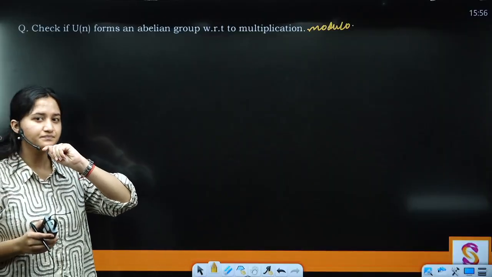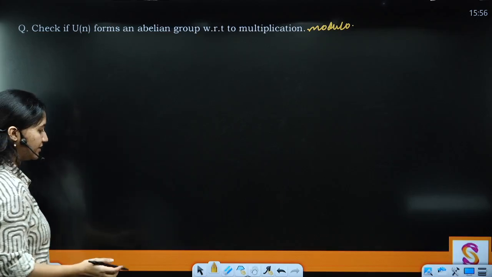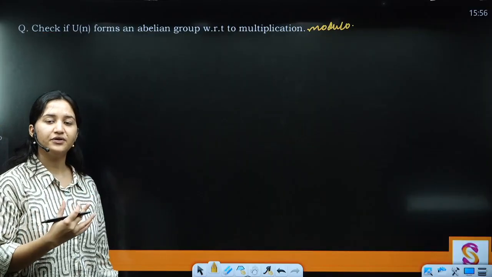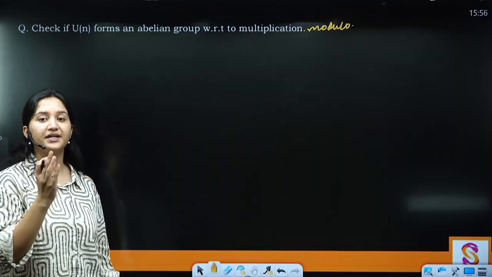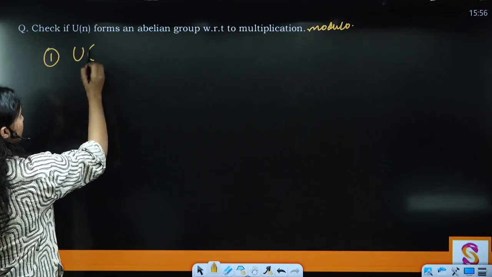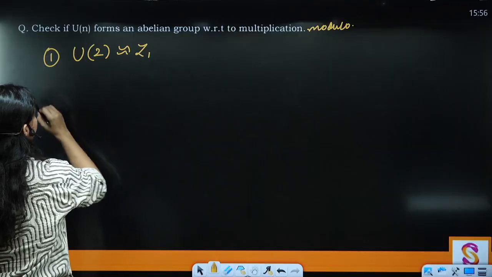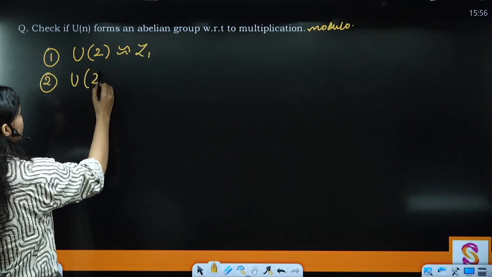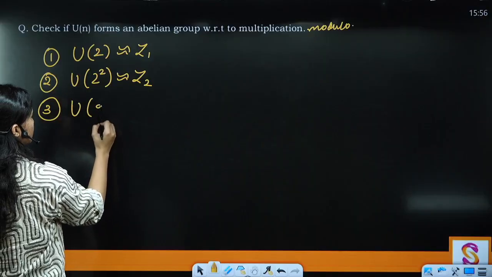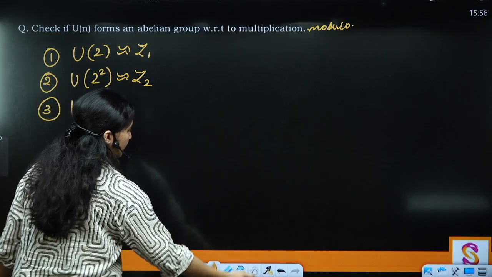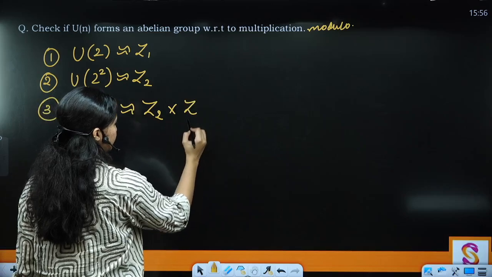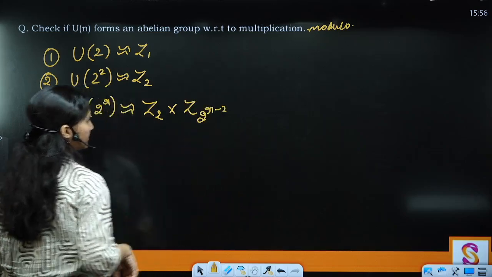But if you remember in our previous lectures what we studied about UN, that UN can be represented in the form of products of ZNs, that is your group of residues, right? So if you remember, U2 is isomorphic to Z1, U2 square is isomorphic to Z2, then U2 raised to the power R, that means any power of R, is isomorphic to Z2 cross Z2 raised to the power R minus 2, right?